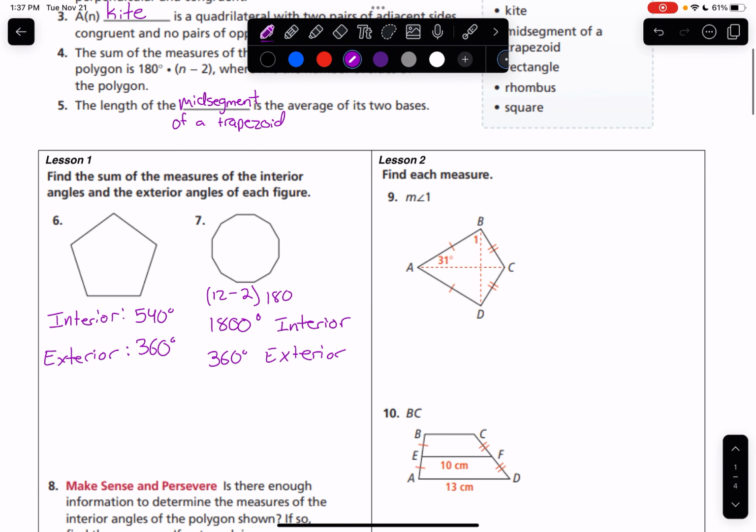Number 9, we're finding the measure of angle 1. Well, we know that this is a kite because it has 2 pairs of adjacent congruent sides, which means we know that the diagonals are perpendicular and that that triangle is a right triangle. So we can do 180 minus 90 minus 31, and we can find that that is going to be 59 degrees.